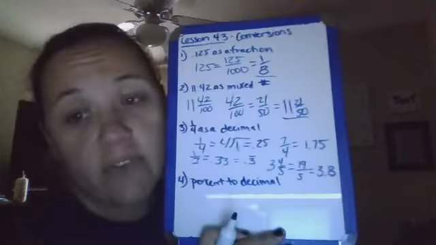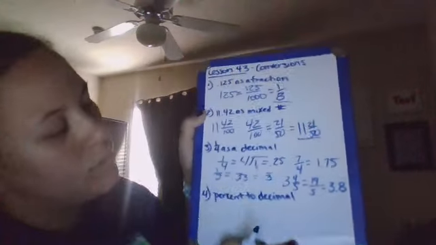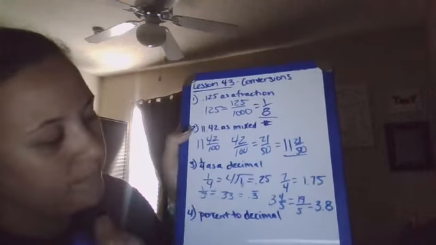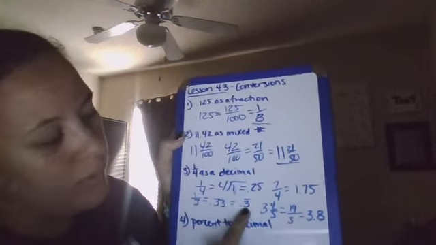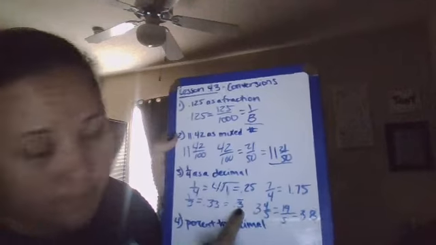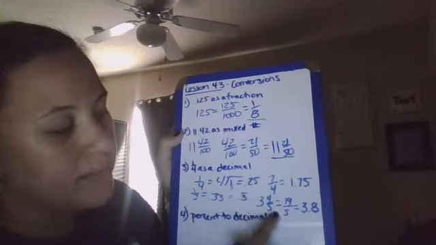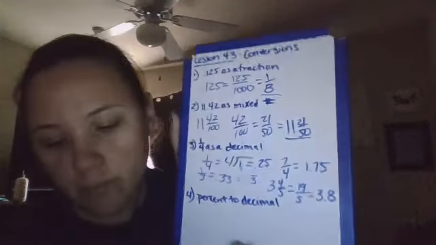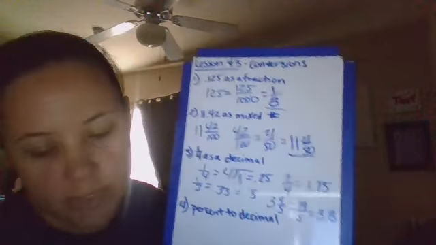So turning a fraction into a decimal, we would just divide the denominator into the numerator and get our answer. If it's repeating, we would put the repeating sign over the repetend. If it is a mixed number, we convert it into an improper fraction, divide that out, and we would get our decimal that way.